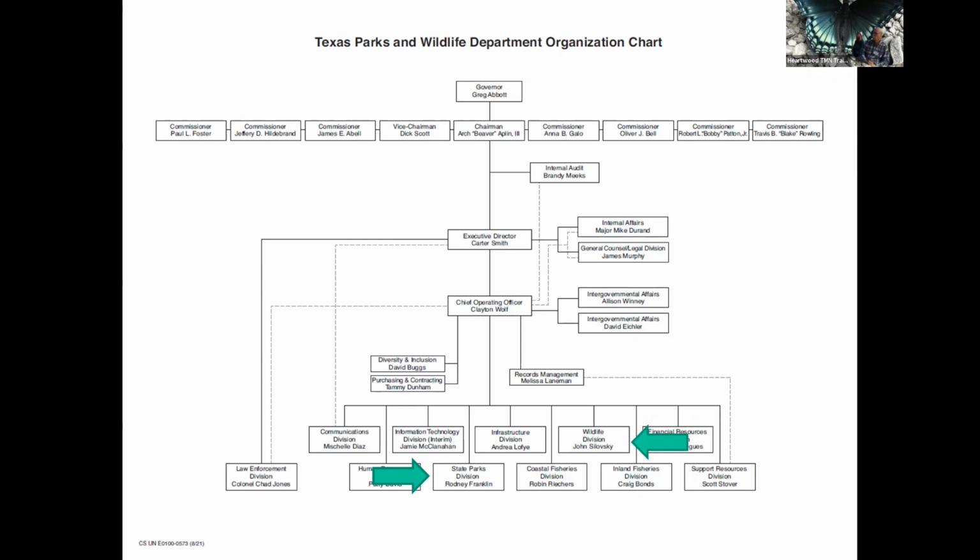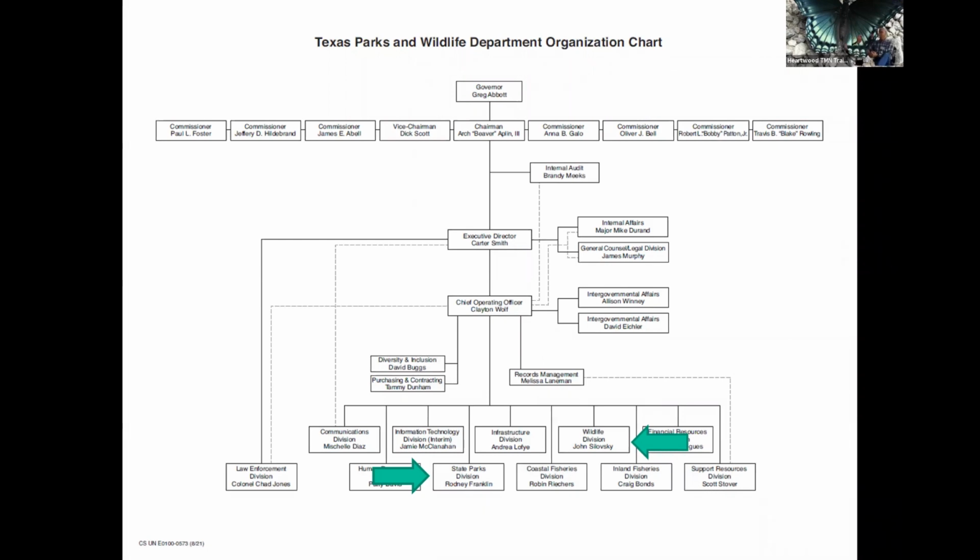People think of Parks and Wildlife as being the same entity. In all actuality, Parks and Wildlife are two totally different entities from each other. And I'll go on and explain a little bit more later on how different we are, more than just the fact that one is parks and one is wildlife.